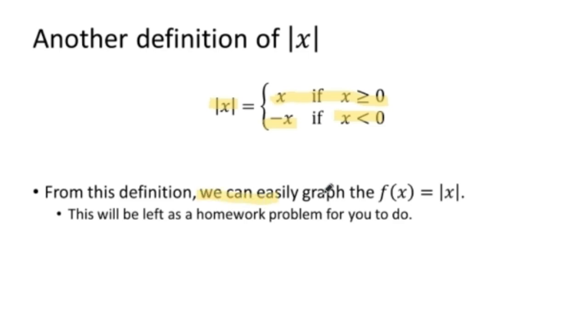This definition makes it much easier to graph f of x equals absolute value of x. This is because we can graph the 2 parts that make up the piecewise definition of the absolute value of x and graph each one at a time. This problem of how to graph f of x equals absolute value of x will be left for you as homework to try out.